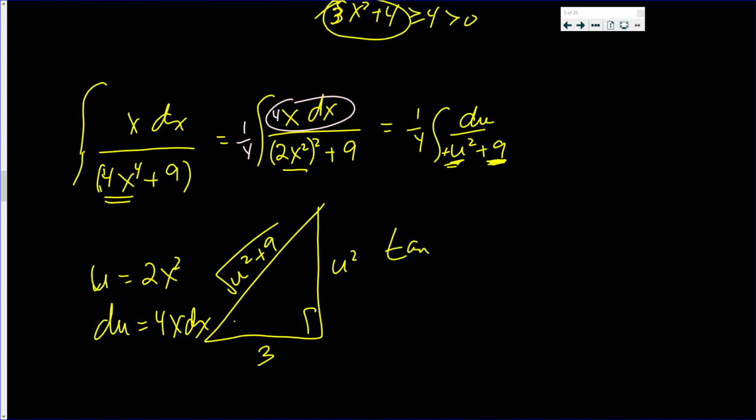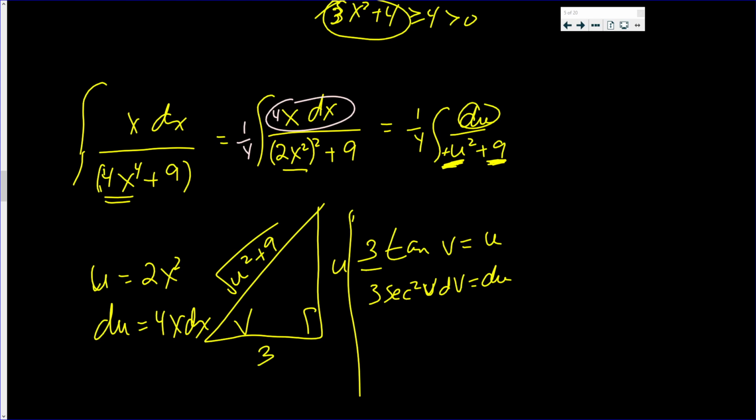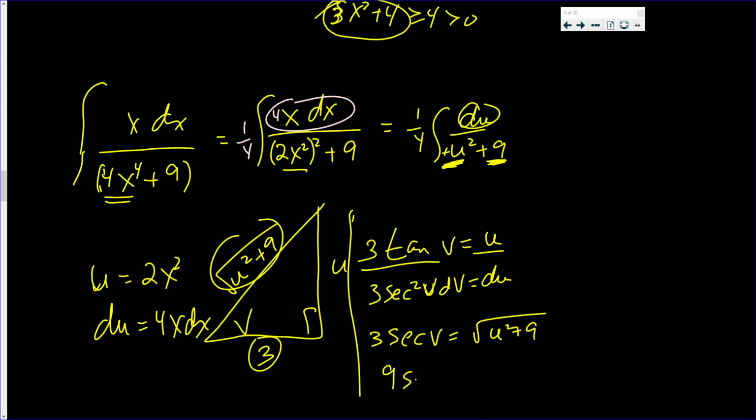Now, call the angle v. The tangent of v, okay, so what did I do wrong? The square root of u squared is u, not u squared. The tangent of v is u over 3. So this helps me get du. Now I need u squared plus 9. I can square both sides and add 9, or I can say this divided by that is pretty good. Secant of v is the square root of u squared plus 9 divided by 3. I'll put the 3 on the other side. Now, if I square both sides, then I get u squared plus 9.